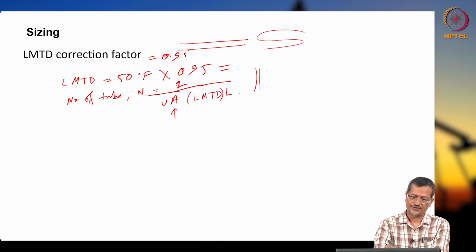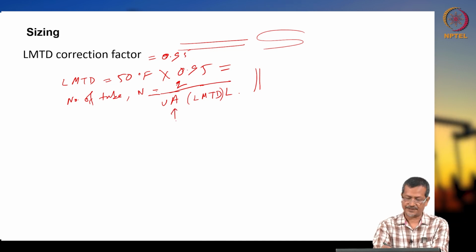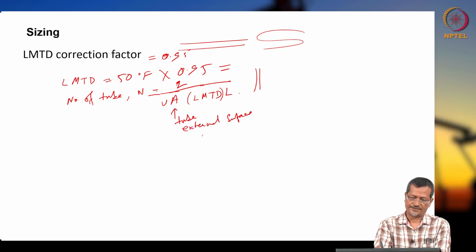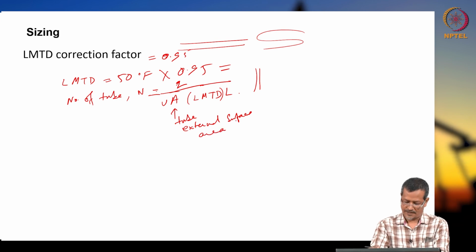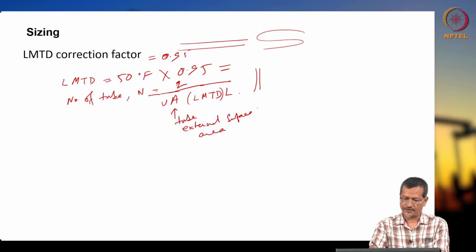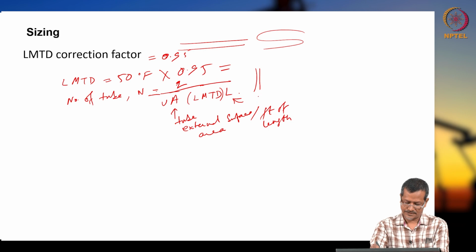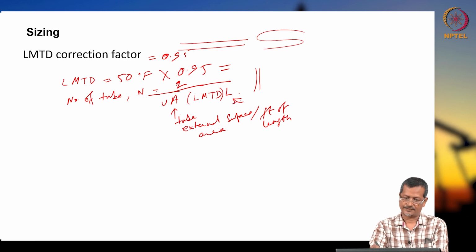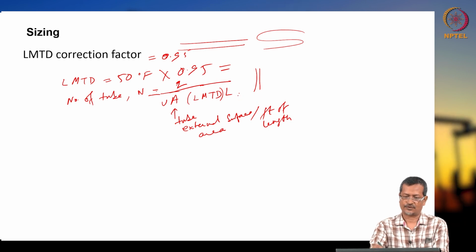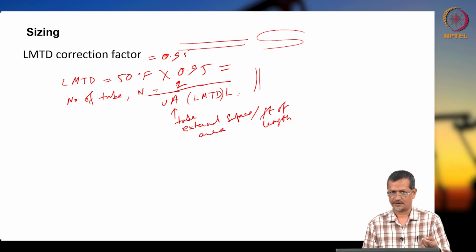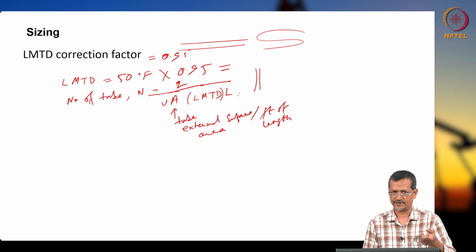A is the tube external surface area per foot of length. L is the length of the total pipe. This can come from a chart, and if the diameter is given, then you can calculate it also.